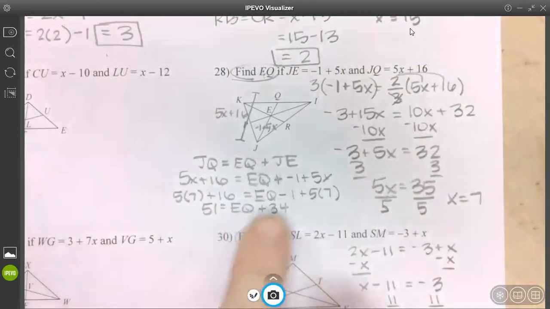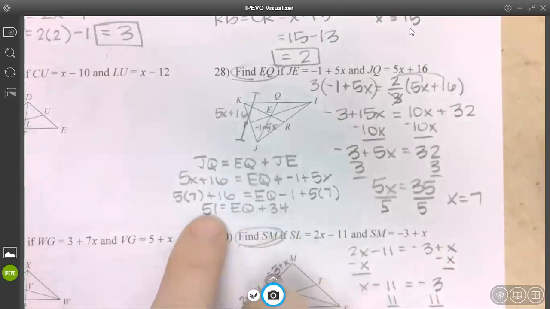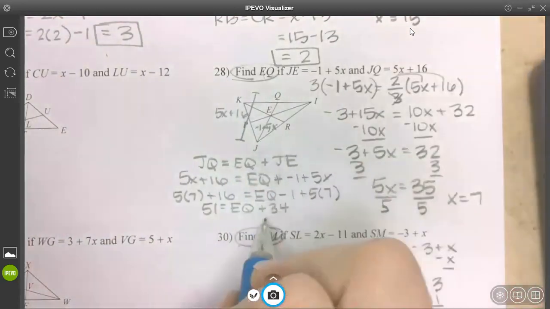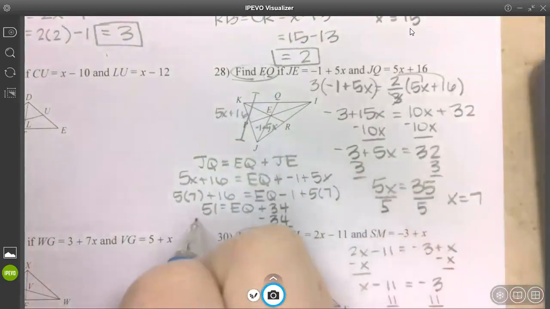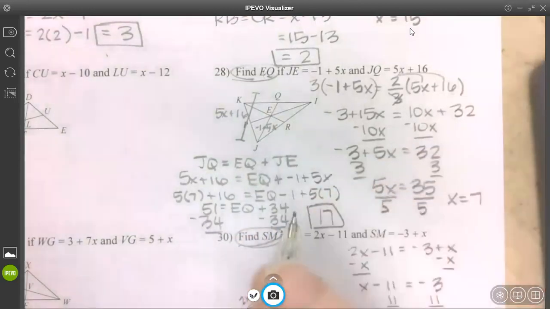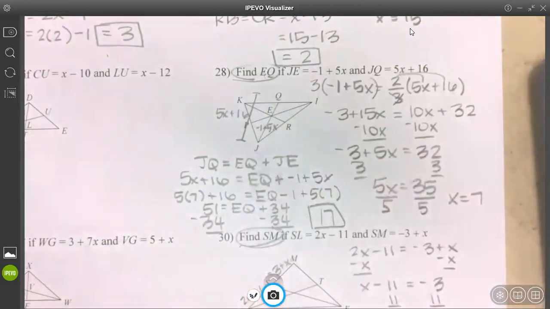The way I can solve for EQ is by subtracting. Okay, so I'm going to subtract 51 minus 34. And I'm going to get 17. So my final answer is 17.